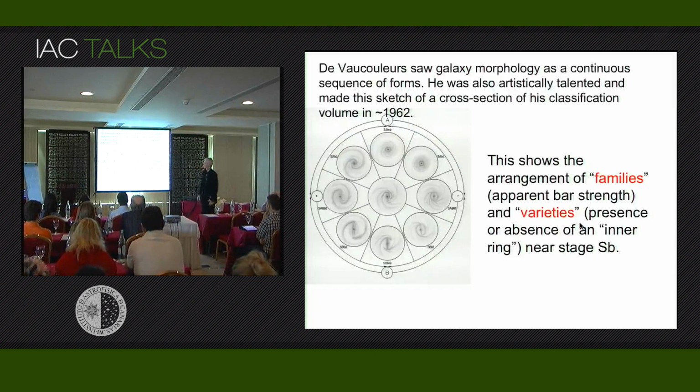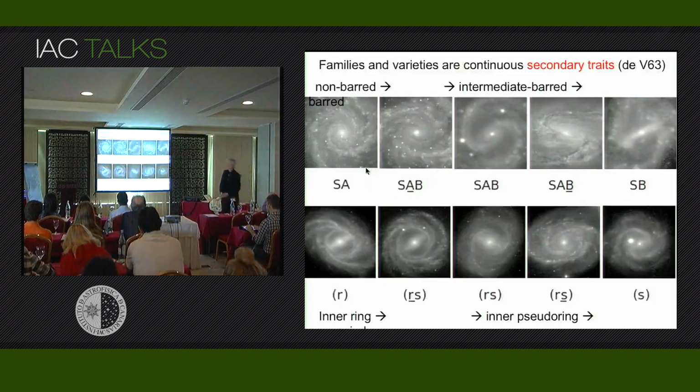Eventually, maybe it'll go back to the University of Texas. Maybe it'll go into the archives of the American Astronomical Society. He didn't sign the darn thing because he maybe didn't think of himself as an artist, but I wish he had, because that's a work of art. But this picture shows the arrangement of what we call the families, which are the non-barred to the barred spirals, and the varieties, the rings, and the non-rings. And this is near one cut through his classification volume.